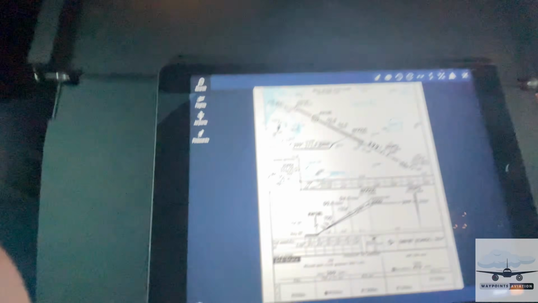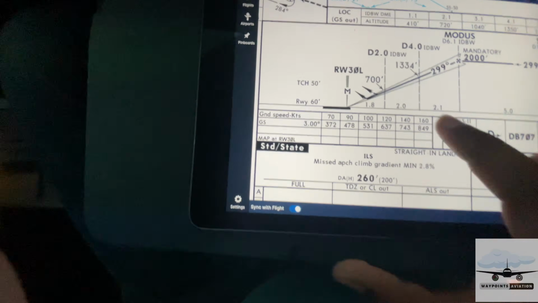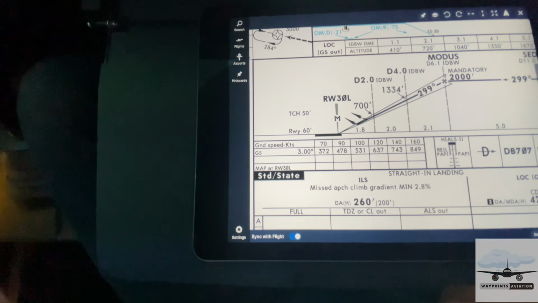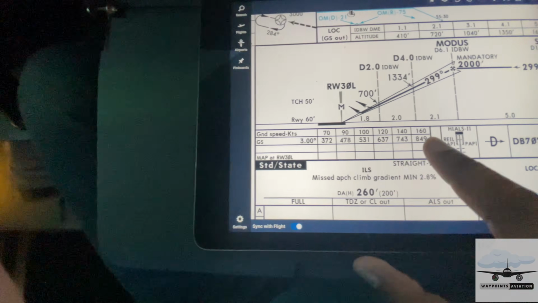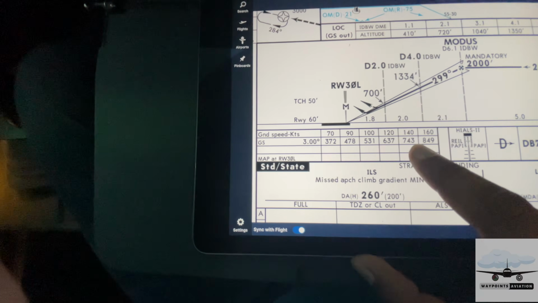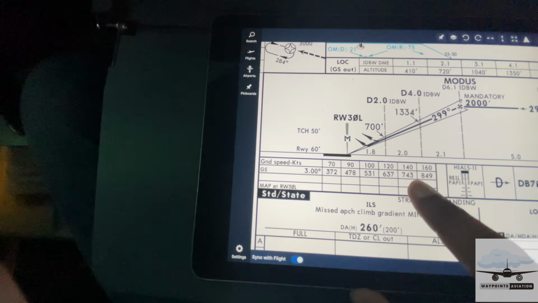So if you come to the charts, you look at the chart, it gives you this section right over here at the bottom left of the chart. I'm referring to a Jeppesen plate. So it says if your speed is going to be 140, you need to be about 743 is going to be the vertical speed that you need.